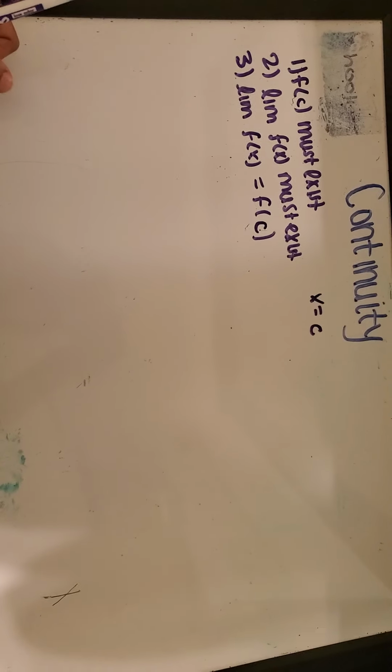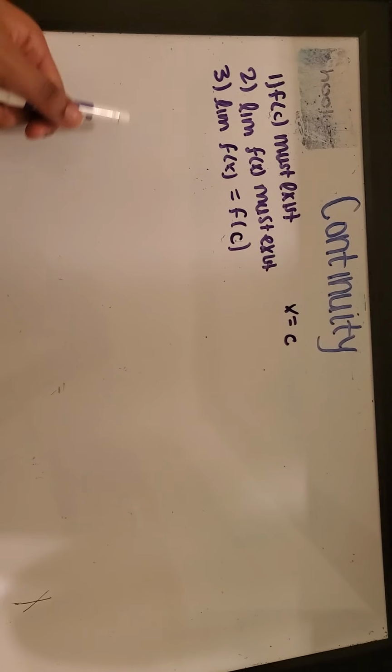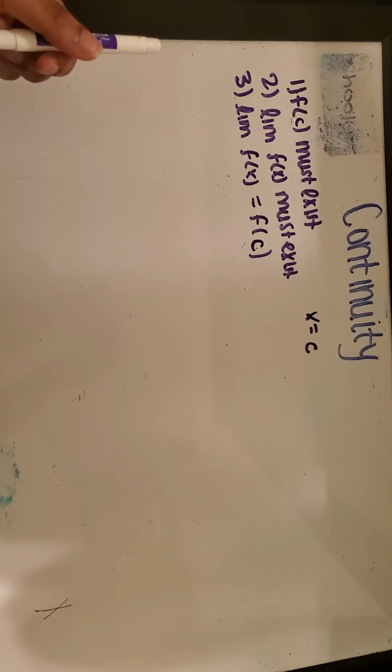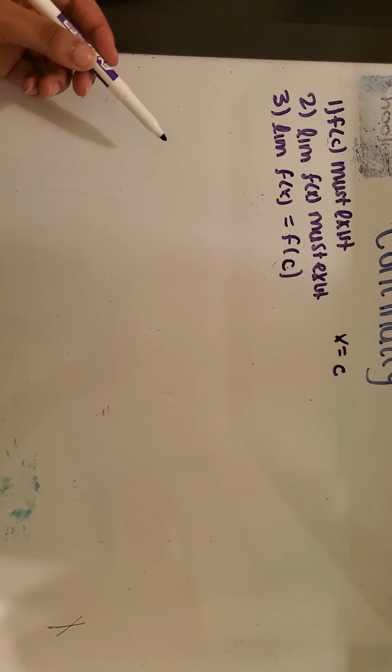So today I'm going to be talking about continuity. And continuity basically means that the function is continuous. And in order for a function to be continuous at a given point, it must meet these three following requirements.